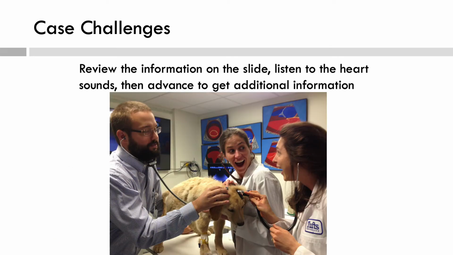In this next section, we'll present heart sounds as part of cases. So there'll be information on the slide. We'll give a heart sound and then we'll advance it to get additional information. This picture shows radiation of a murmur all the way up to the top of the head of the dog with aortic stenosis.